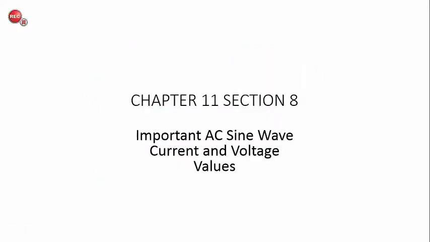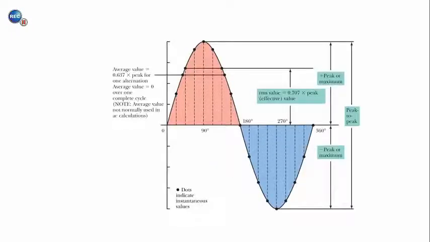This is section 8. It's called Important AC Sine Wave Current and Voltage Values. And so we've been looking at these sine waves, and a sine wave is a periodic waveform that is always changing in value, right? The Y value is always changing, and it's periodically changing in polarity. Sometimes it's positive and sometimes it's negative. And so we've talked about some of this already.